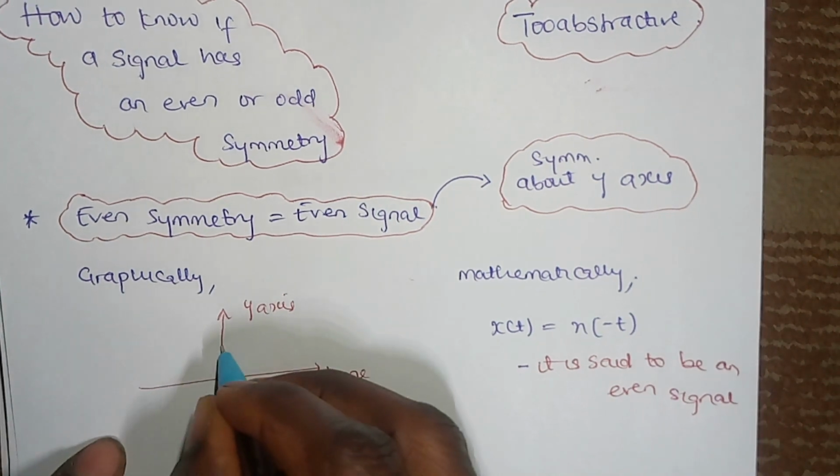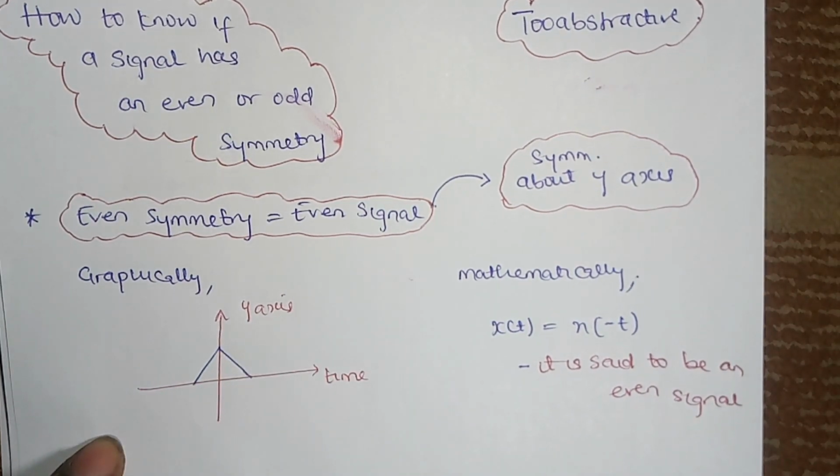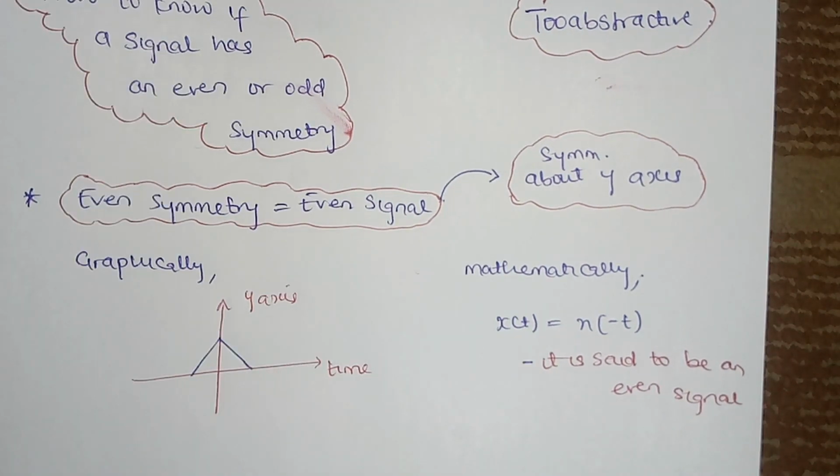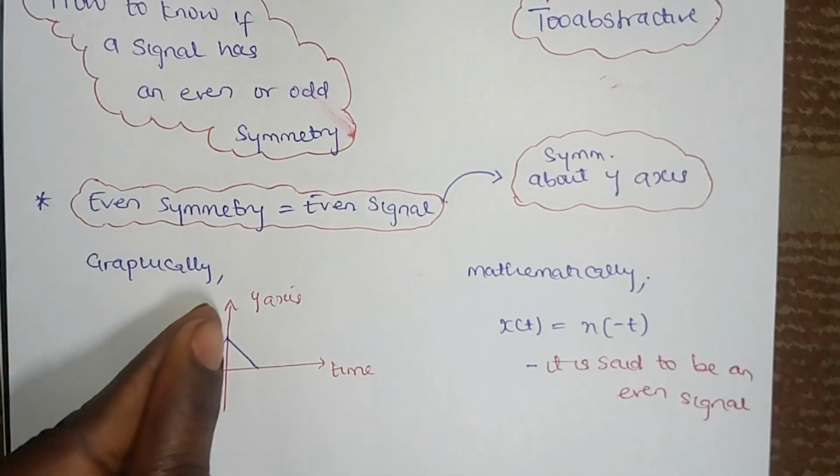Here's what I mean. Here's the signal, and as you can see, it is symmetrical about the y-axis. Here's what I mean by something being symmetrical about the y-axis. If you take this signal, here's the y-axis, and you fold it like this.